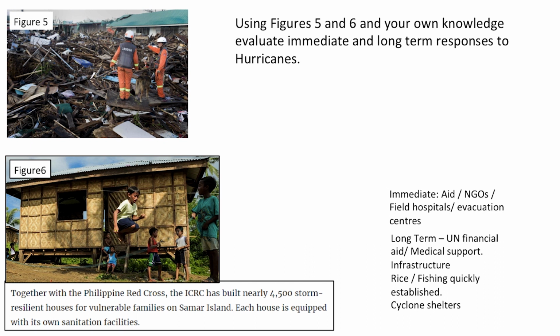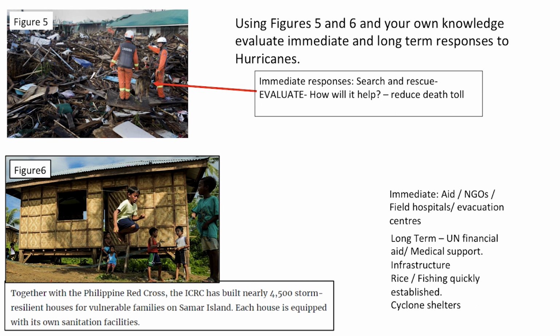Let's take a look at some other figures that we might see in an exam paper. Remember, we must always look at the figures first. So figure 5, I can see a rescue operation going on, searching perhaps for bodies or survivors. In figure 6, I can see a house that has recently been built, and underneath it says, together with the Philippine Red Cross, the ICRC has built nearly 4,500 storm-resilient houses for vulnerable families on Samar Island. Each house is equipped with its own sanitation facilities.